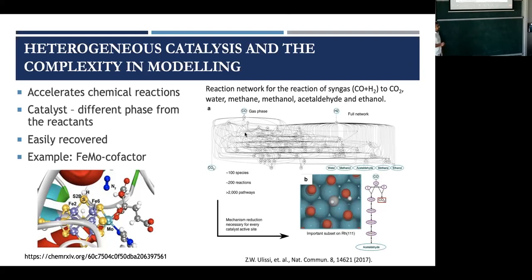This is the reaction network that has been calculated for simple diatomics. This is carbon monoxide and hydrogen that can lead to carbon dioxide, water, methane, methanol, acetaldehyde and ethanol, like 6 products with just 2 reactants. And you can see how complex the reaction network is. So we cannot model this entire reaction network. We have 100 species, like 200 reactions and more than 2,000 pathways. So what we need to do is simplify this to understand the reaction.